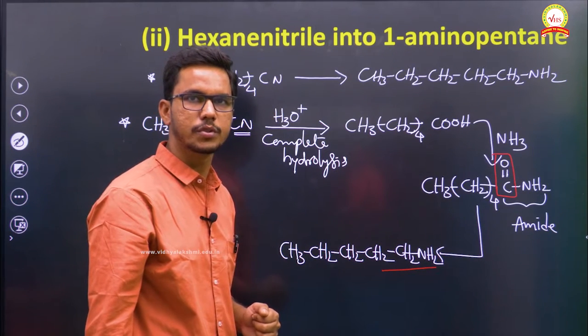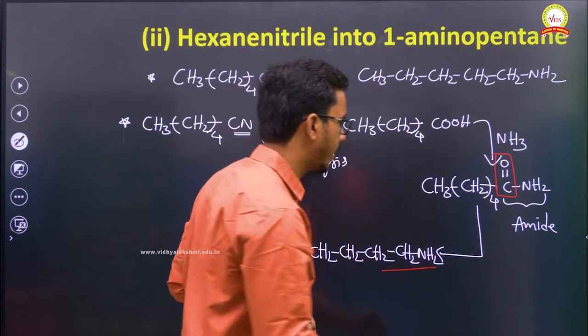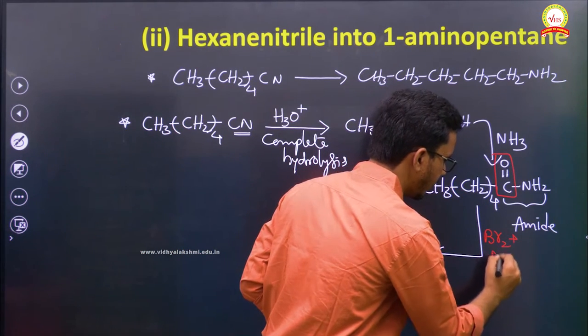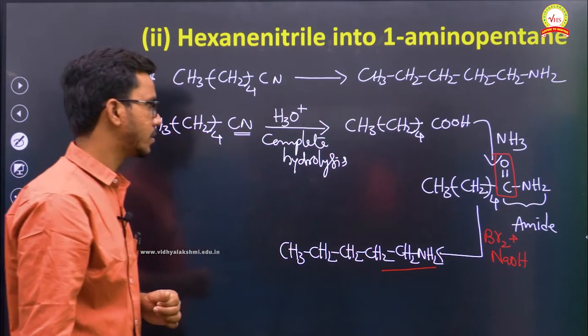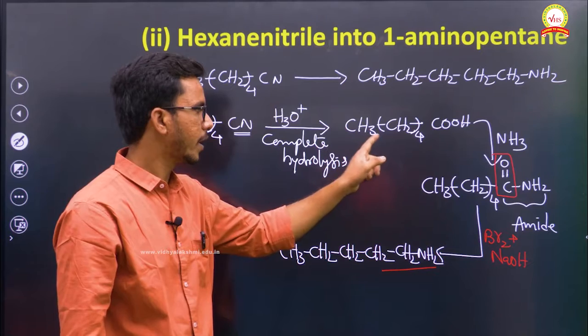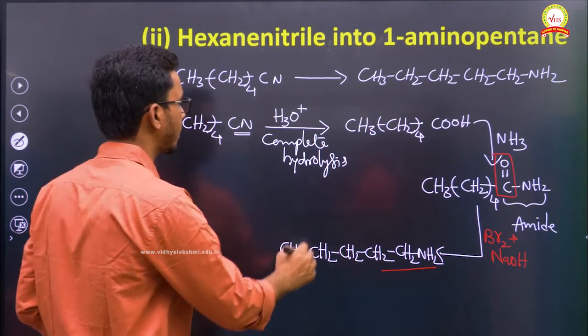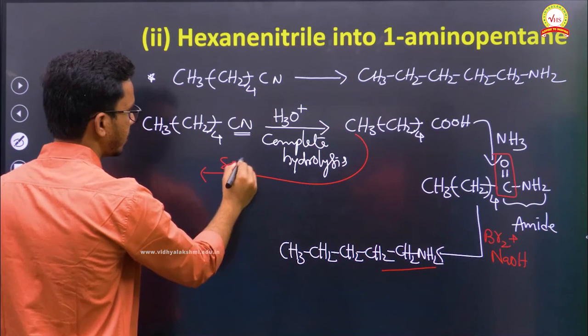What is the reaction we should use for the decreasing of one carbon? The best reaction is the Hofmann bromamide reaction, that is Br2 plus NaOH. As we have already discussed, from the acid we can get the amide directly, or we can also go something like this. We can take the acid with SOCl2.